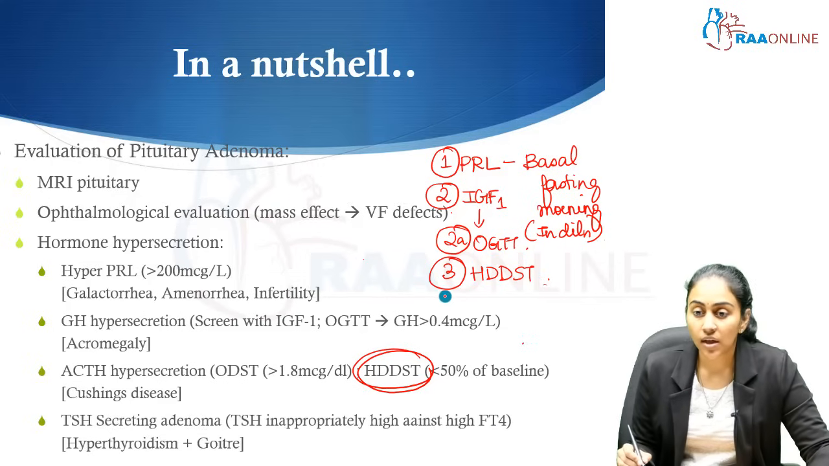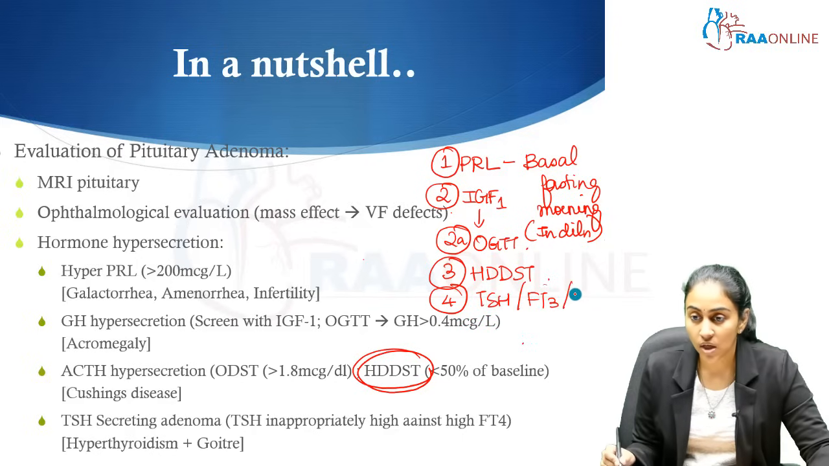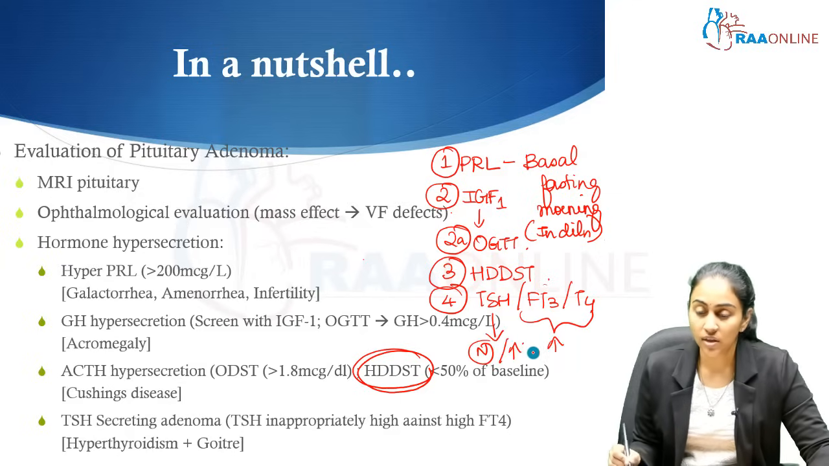And finally, if you have a TSH secreting adenoma, doing a TSH, free T3, free T4 will tell you, because free T3, free T4 will be high and you will have an inappropriately normal or an increased TSH. This is how the picture is going to be.